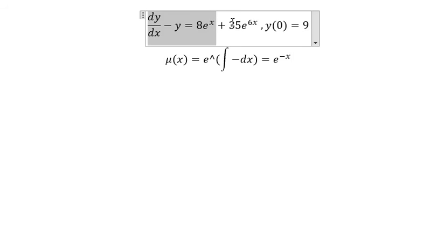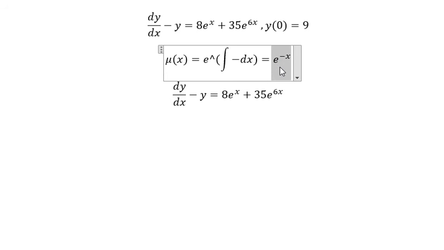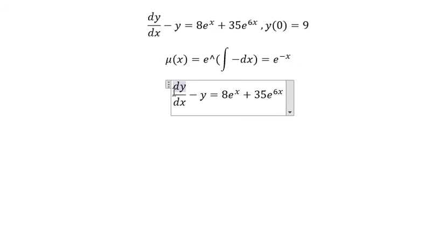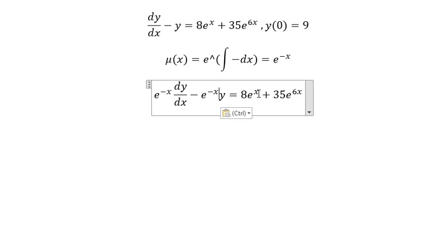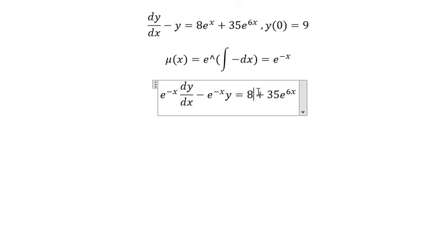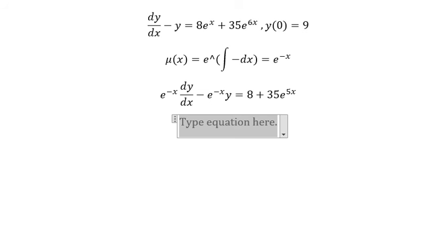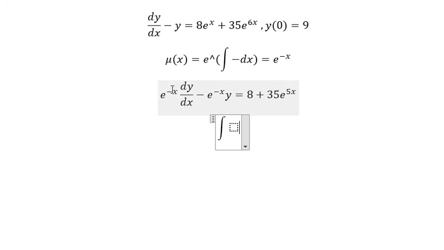So in this situation, we need to multiply e to the power of negative s on both sides. This one, s minus s, you get e to the power of 0, so you get 1. This is 5s. Next, we need to take the integral of both sides.